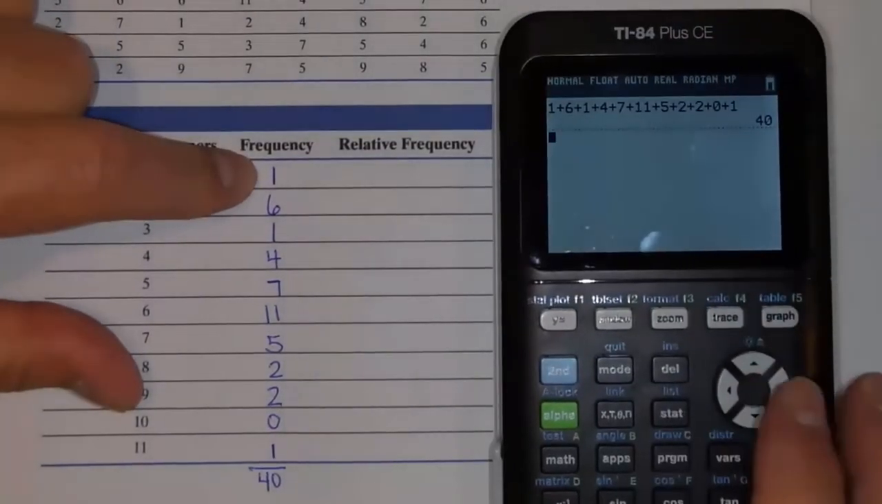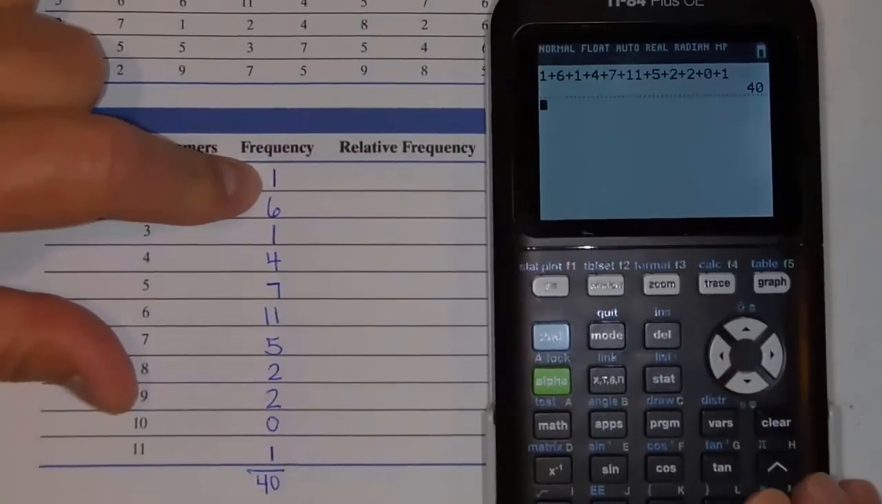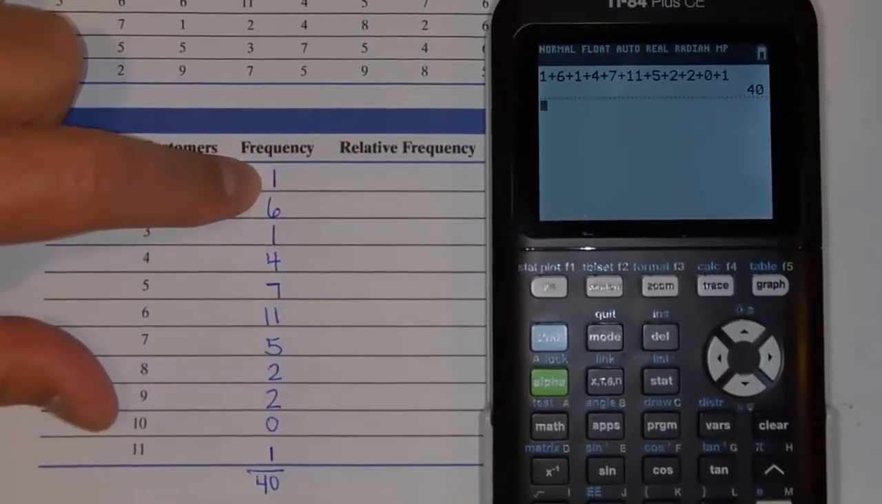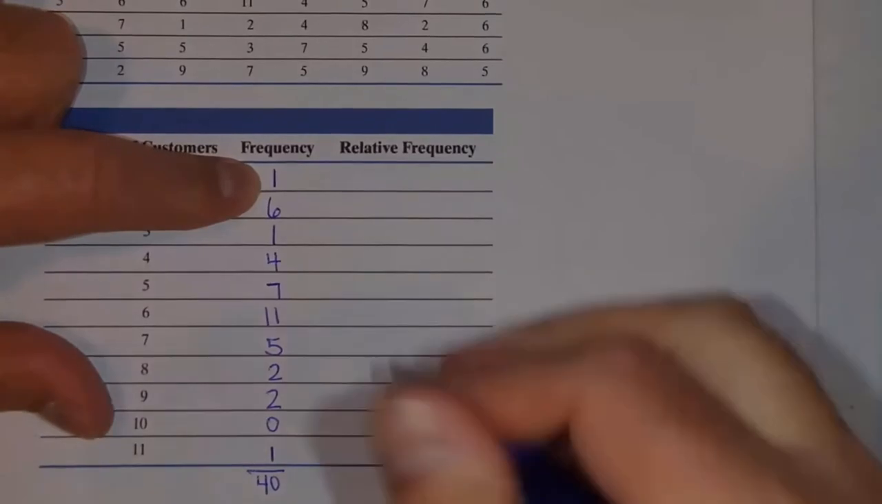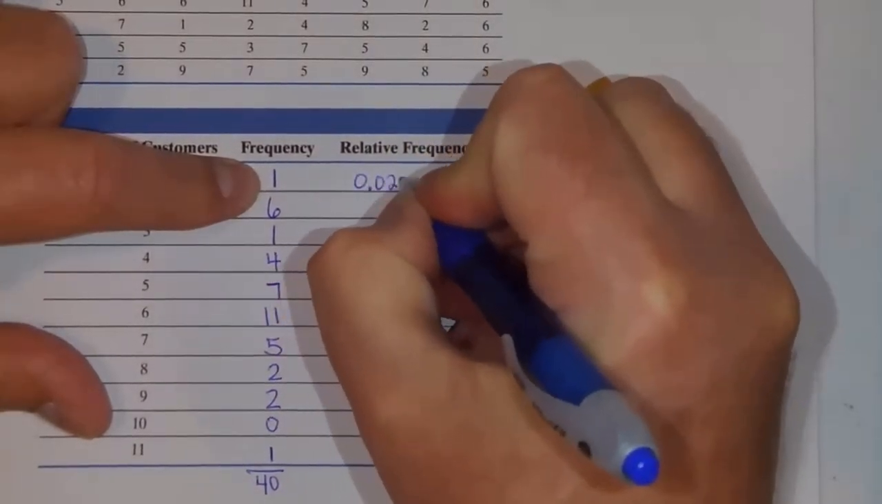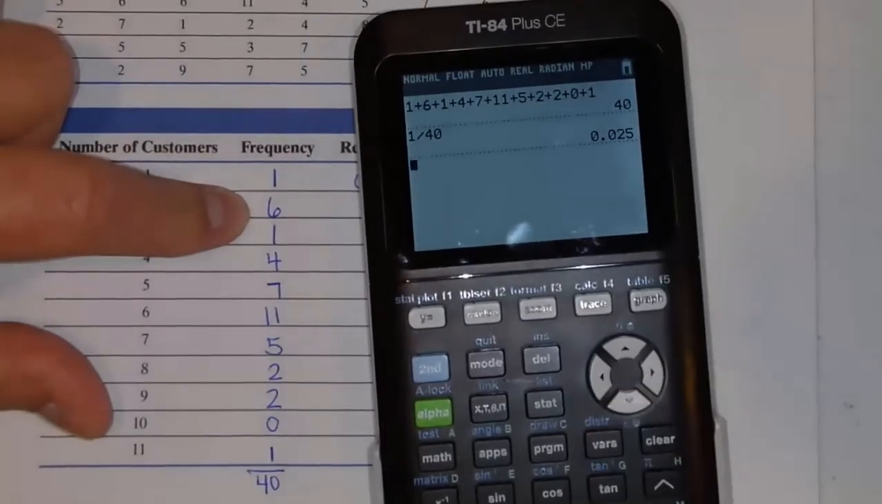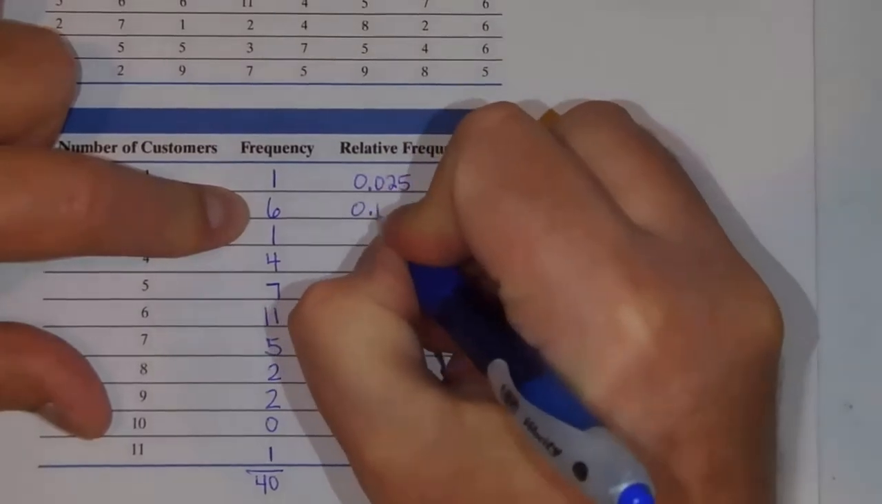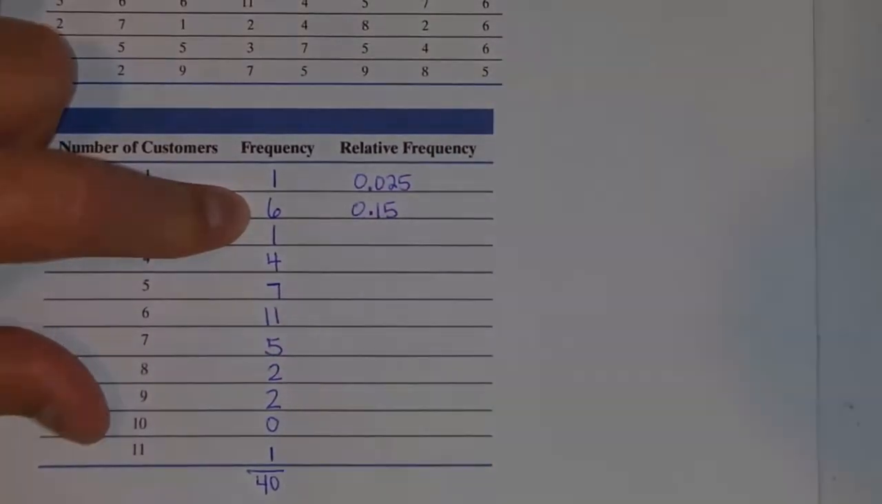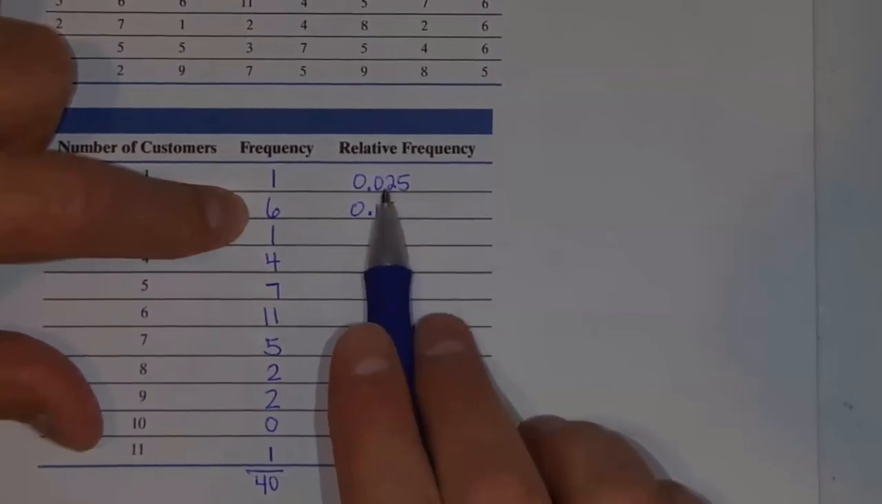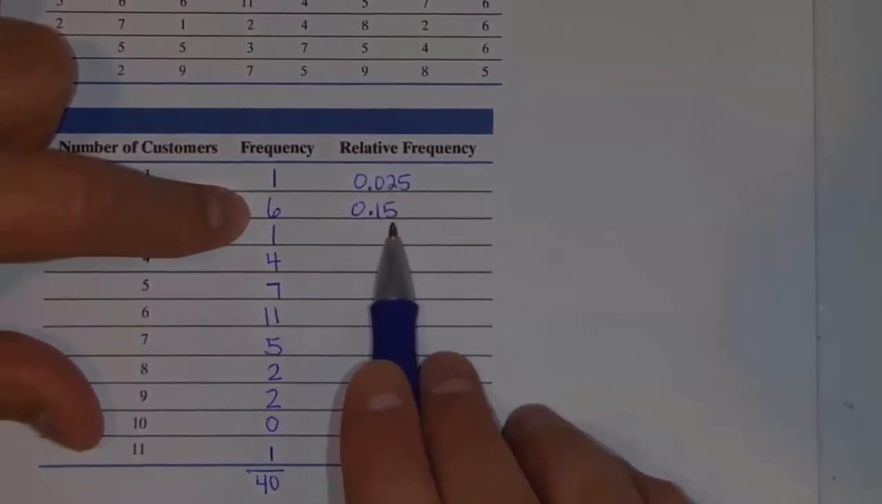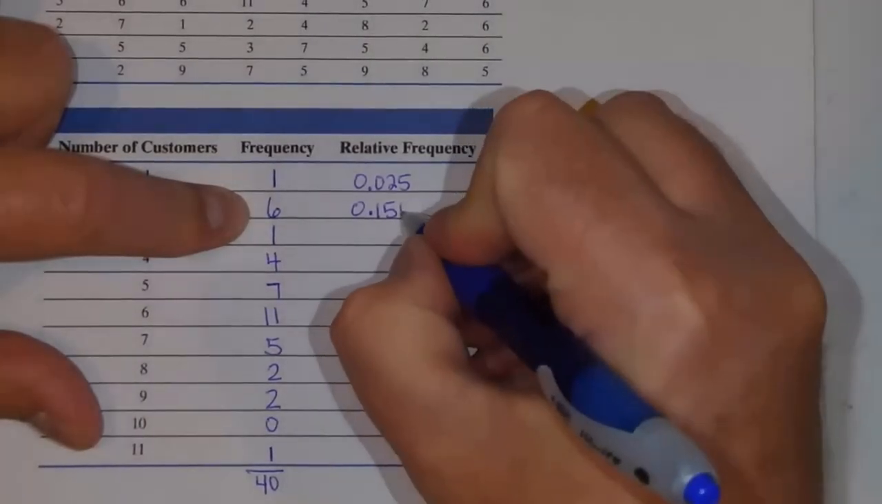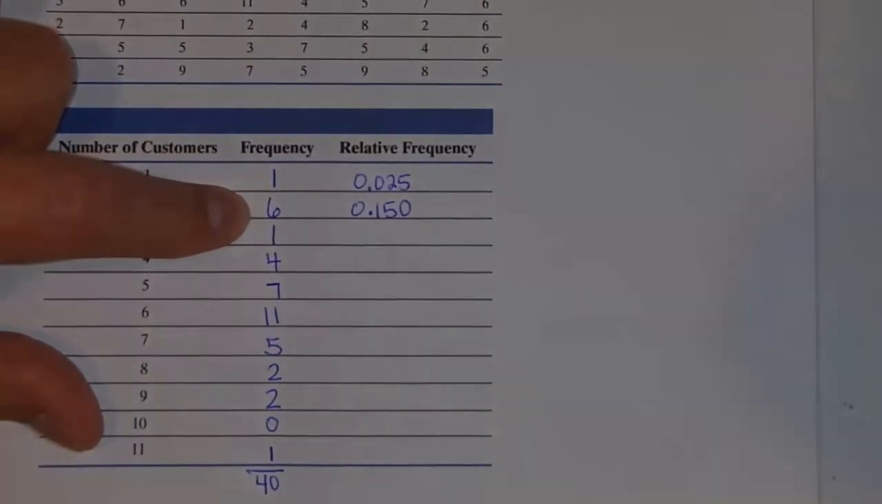Change those to relative frequencies. So just like we did with qualitative data, there's 40 values altogether. So if I take 1 divided by 40, that is 0.025. So my relative frequency is 0.025. 6 divided by 40, that is 0.15. Now I could write that as 0.15, but personally that kind of bugs me because this has 3 digits and this only has 2. So my personal preference is to go ahead and put a 0 back there so that it is 0.150. So they're all the same number of places.